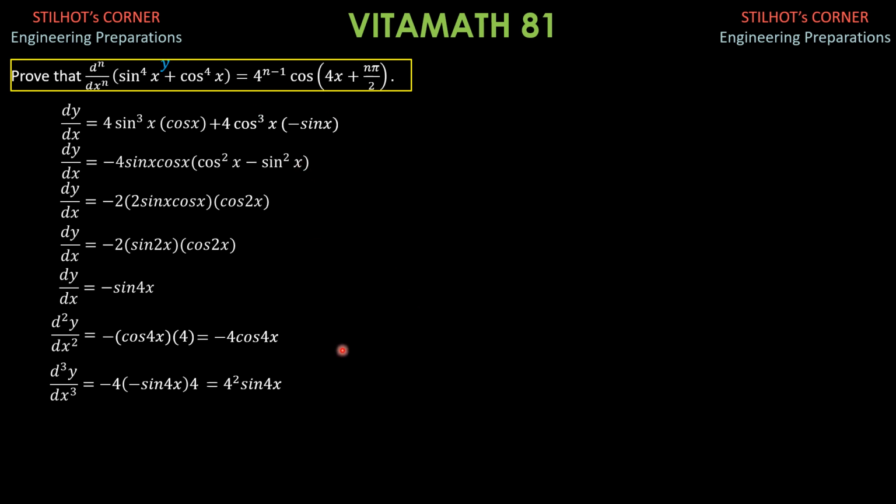Then for the fourth derivative, we differentiate this. So we have y to the open quantity 4 close. It is 4 squared, the derivative of sine 4x is cosine 4x, and the derivative of 4x is 4. So that would be 4 cubed cosine of 4x. If we check with n equals 4, 4 to the 4 minus 1 is 4 cubed.